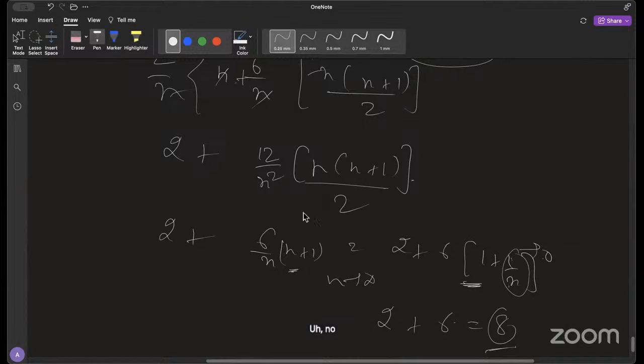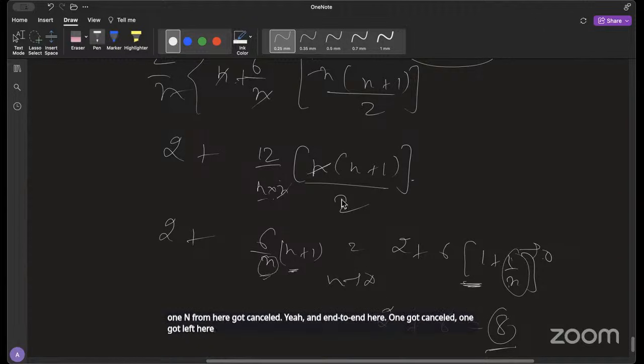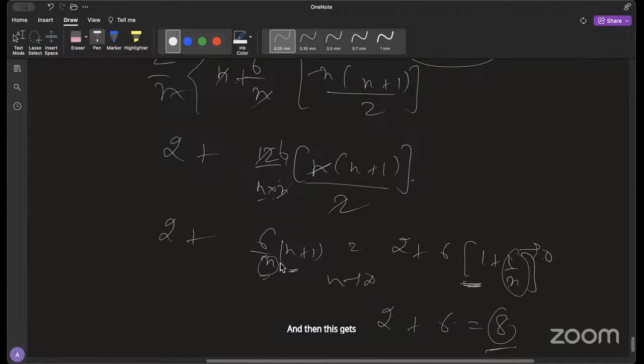No, we have cancelled n by n. This gets cancelled. Then one n is left, right? We had n square here. One n from here got cancelled. We had n into n here. One got cancelled. One got left here. And then this gets cancelled. So we have 6 here. And then n plus 1.